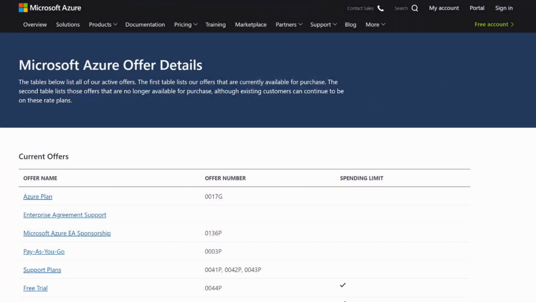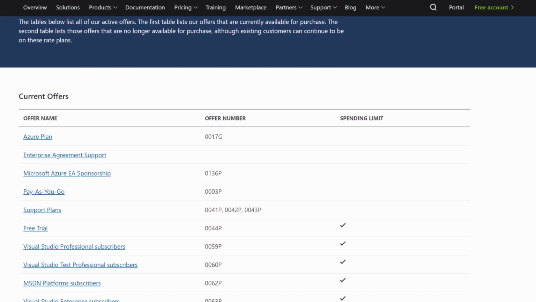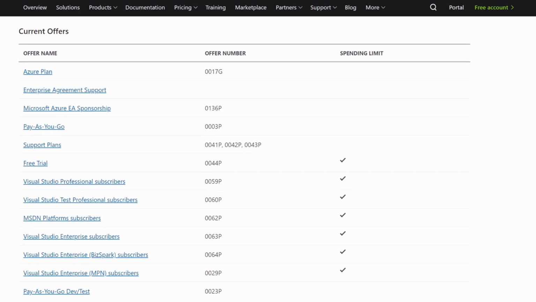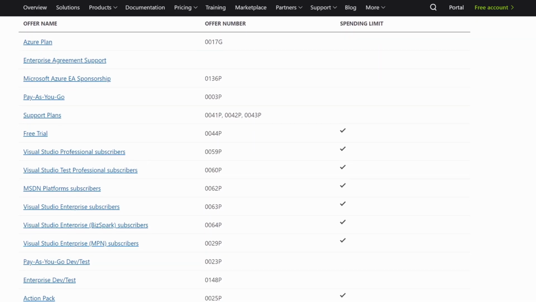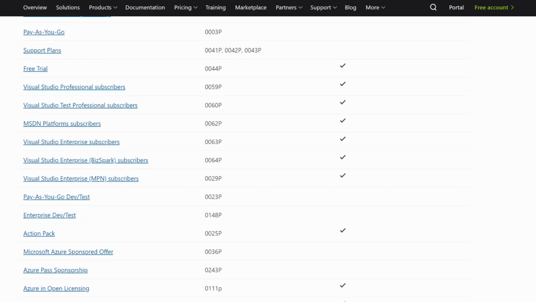And I'll leave a link down in the description to a complete list of all the Azure subscription types from Microsoft. On a general note, you can kind of divide these subscriptions into two different categories. You have the ones that come with some credits to spend, either as a one-off or recurring, and you have the ones where you pay for any and all consumption within those subscriptions.